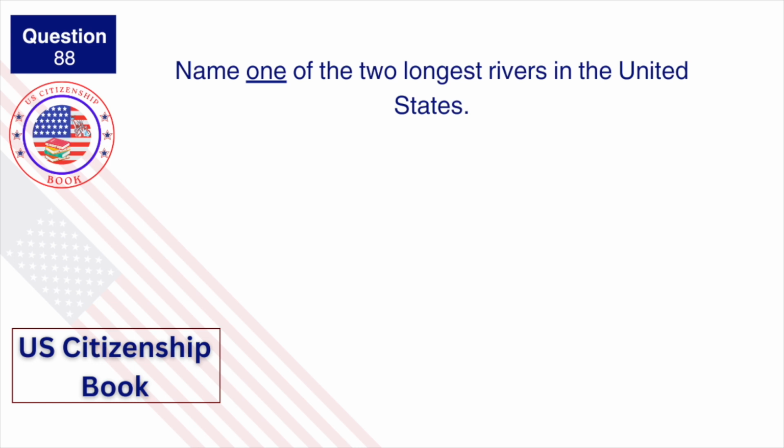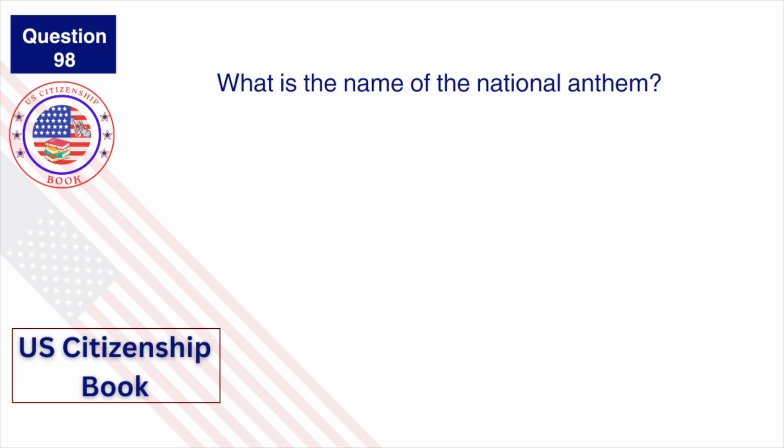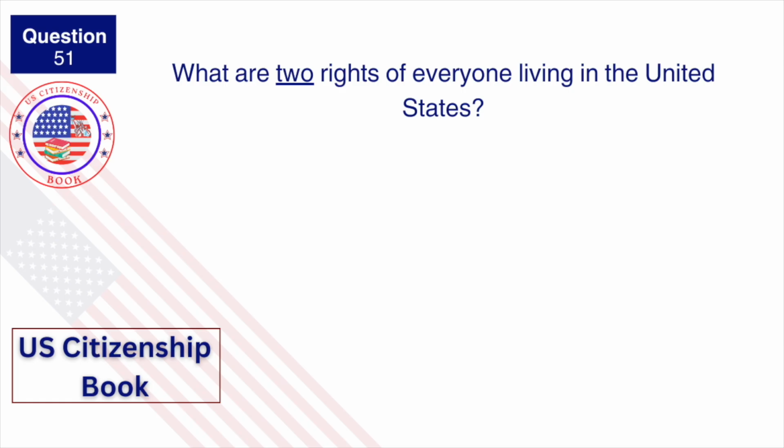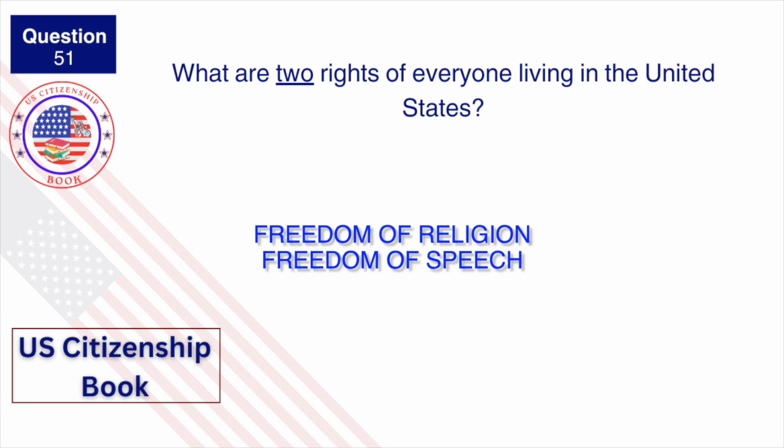Name one of the longest rivers in the United States. Missouri River. What is the name of the national anthem? The Star-Spangled Banner. What are two rights of everyone living in the United States? Freedom of religion. Freedom of speech.